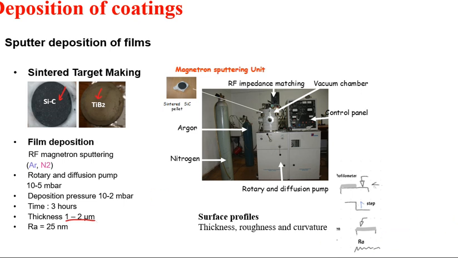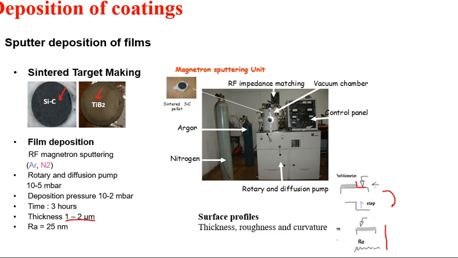After the coatings have been deposited, we can find the thickness of the coating by surface profilometer, where we get the step height. That is, if we put a mask while deposition, a step formation takes place, from where we can find out the thickness, and we can also find out the roughness of the material. Okay.